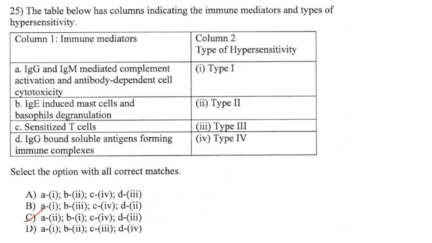Then next one. The table below has columns indicating the immune mediators and types of hypersensitivity. So IgG, IgM mediated complement activation and antibody dependent cell cytotoxicity, it is type 2. Then IgE mediated mast cell and basophil degranulation, it is type 1. Sensitized T cells, that is type 4. And Ig bound soluble antigens forming immune complexes, that is type 3. So the answer here is option C, A2, B1, C4, D3.